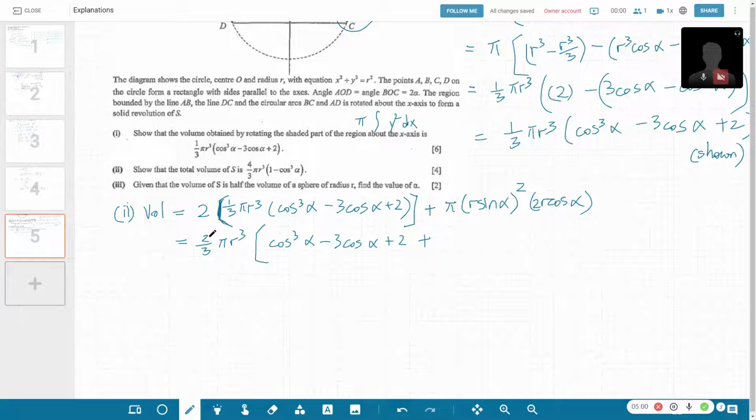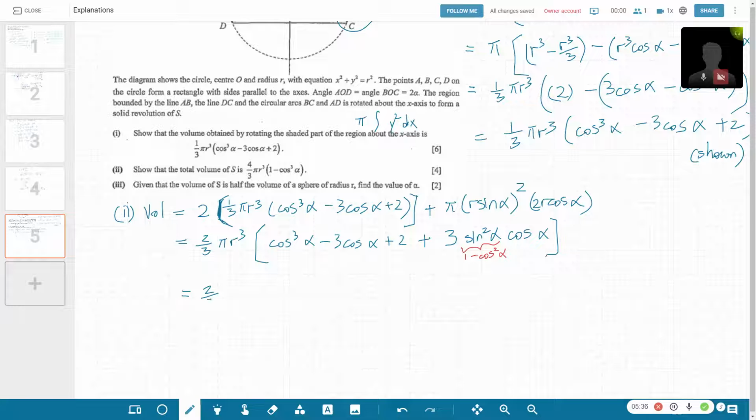Now that I have taken out pi r cubed, the r will disappear. I took out the 2, but because I divide by 3, I need to multiply by 3. I'm left with 3, the pi gone, here is sine squared alpha, and then cosine alpha. You might also want to have more steps before you factorize out. This sine squared, we can change to 1 minus cosine squared, because everything is in cosine, so we can change this accordingly.